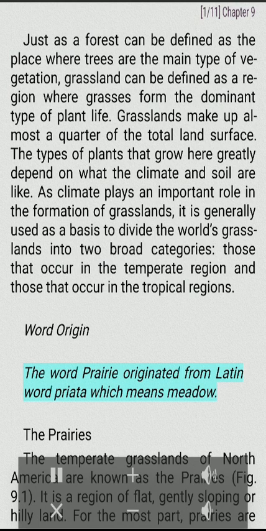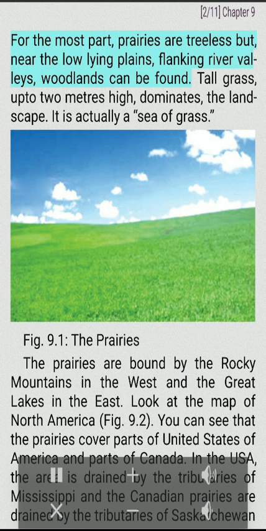Word origin. The word prairie originated from the Latin word praeata, which means meadow. The prairies. The temperate grasslands of North America are known as the prairies. It is a region of flat, gently sloping or hilly land. For the most part, prairies are treeless, but near the low-lying plains, flanking river valleys, woodlands can be found.